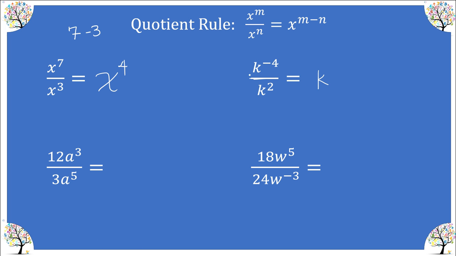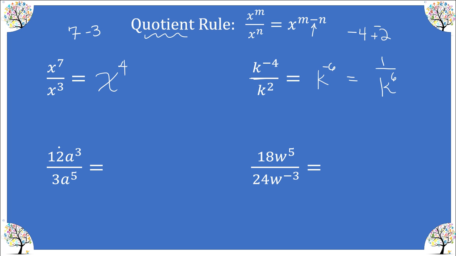On this one, we have two k's. We have the division indicating quotient, so we subtract our exponents, negative 4 minus 2, keep, change, we get negative 6. So I went from two k's to one k. And then we have to make it into a fraction so our exponent is positive.